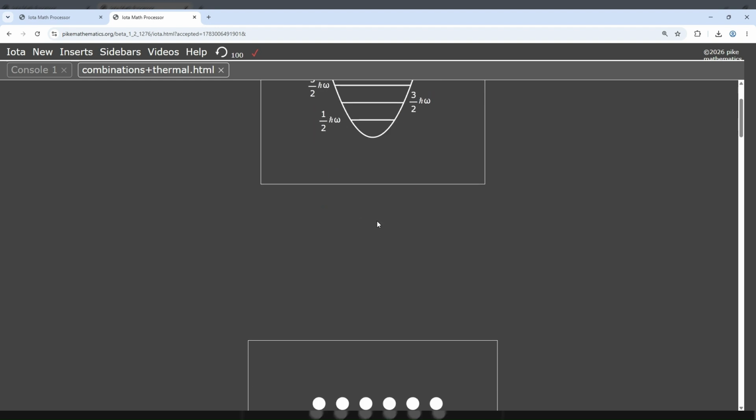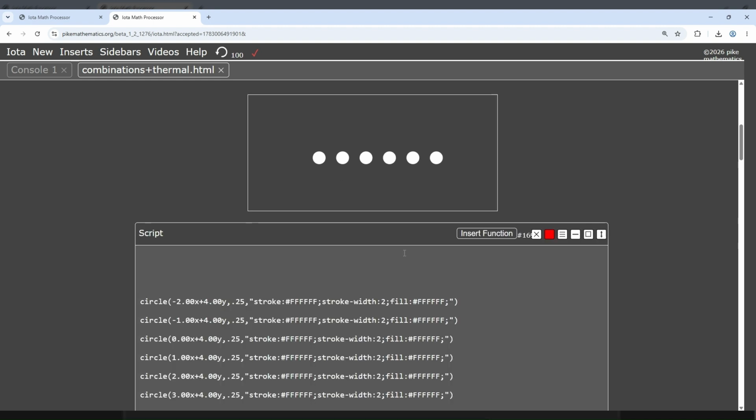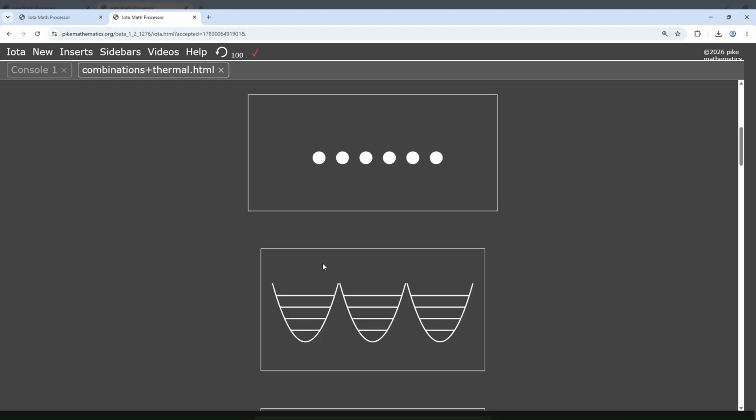So let's look at some other graphics here. Okay, here we go. These little circles here are meant to represent units of energy. And right here, we've got the three quantum harmonic oscillators. A question would be, how many different ways could you arrange these energy units into these oscillators?